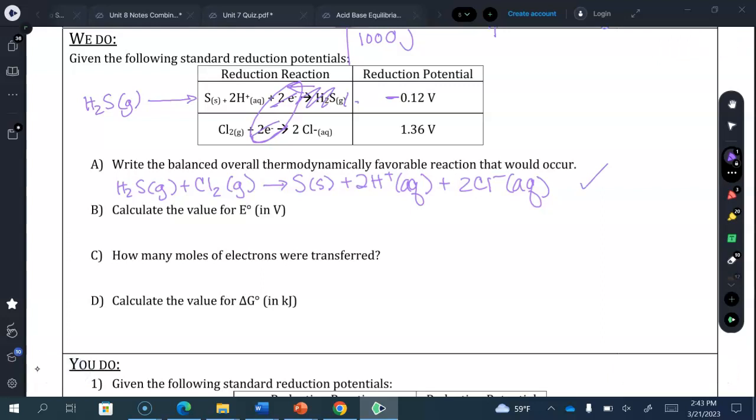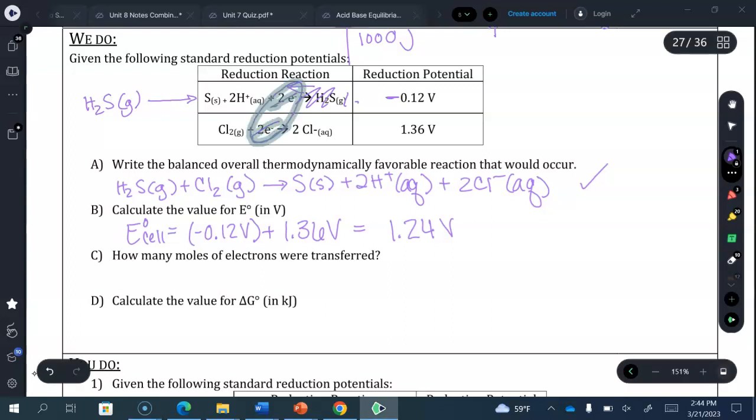Now you're going to take the reduction potentials and calculate the value for E in volts. Please pause the video and do that now. So when we have these two, just like how we added the two half reactions, our oxidation and reduction half reactions, we can then add their half cell potentials. And so you should get 1.24 volts for this. Now looking at the moles of electrons transferred, that is what we canceled out, the number of electrons canceled out, and that is here. So that is 2 moles of electrons transferred.